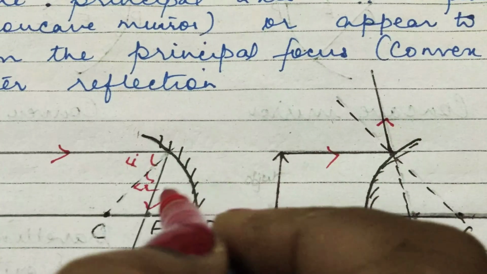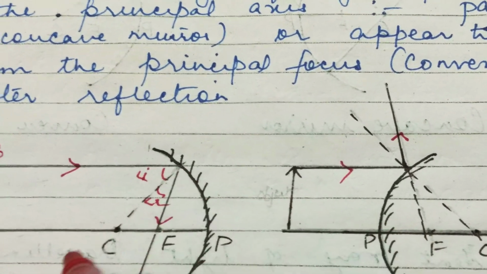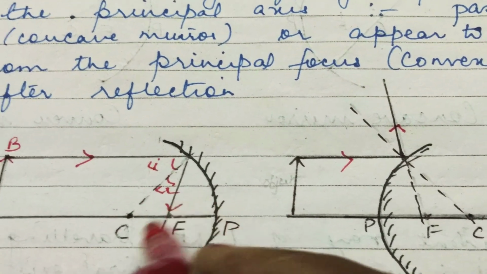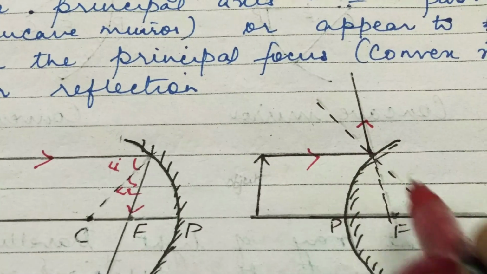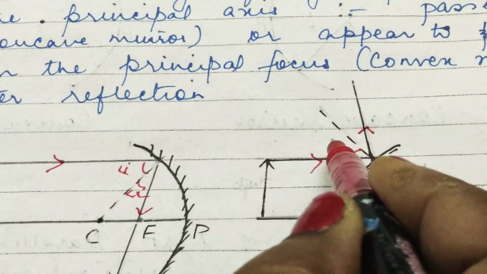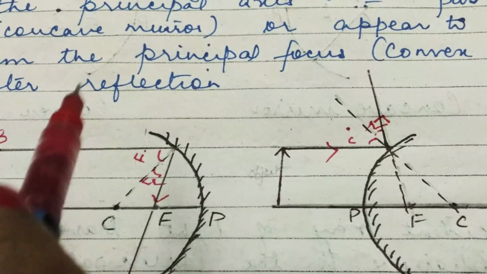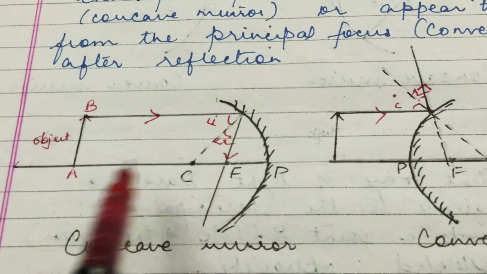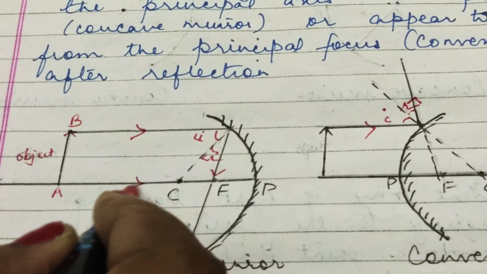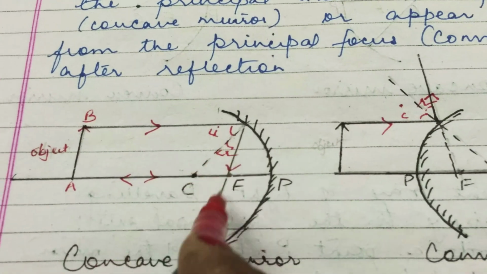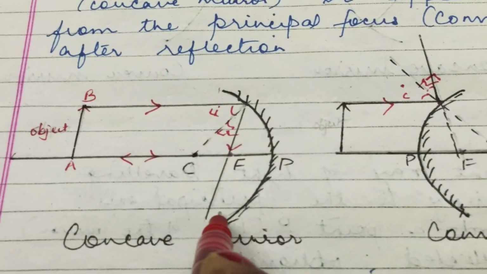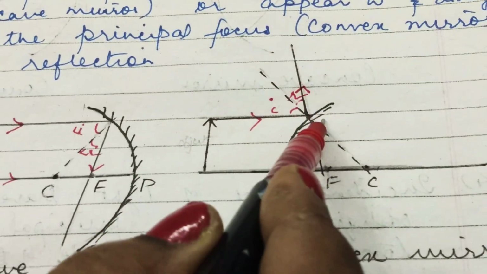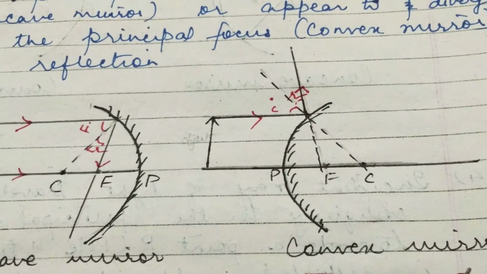Now what happens? A line drawn from the center of curvature to any point on the surface of a spherical mirror is perpendicular to the surface of the mirror. So this is taken as a normal. So this is angle I and this is angle R. So this is the first rule: an incident ray of light parallel to the principal axis passes through the focus after reflection from the concave mirror, and appears to diverge from the principal focus after reflection in case of a convex mirror.